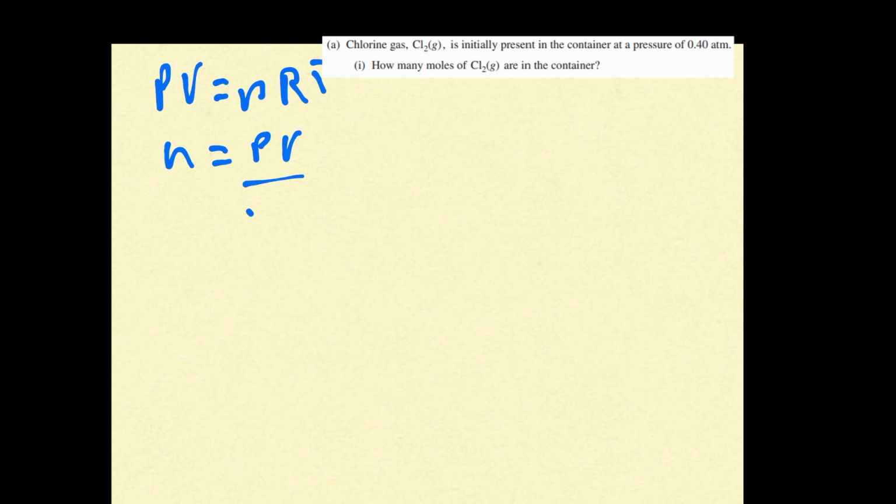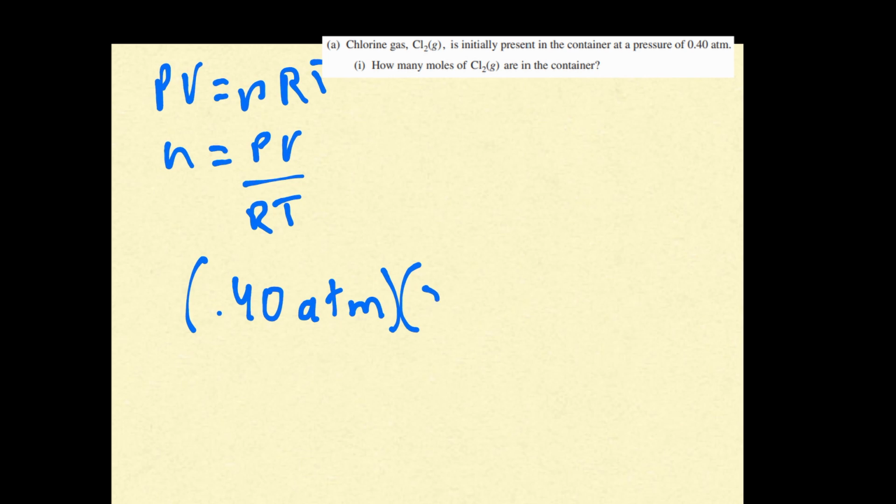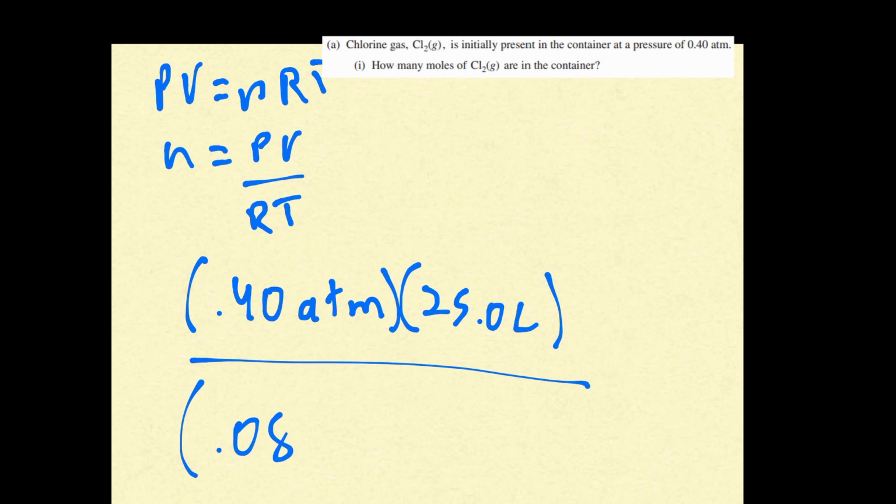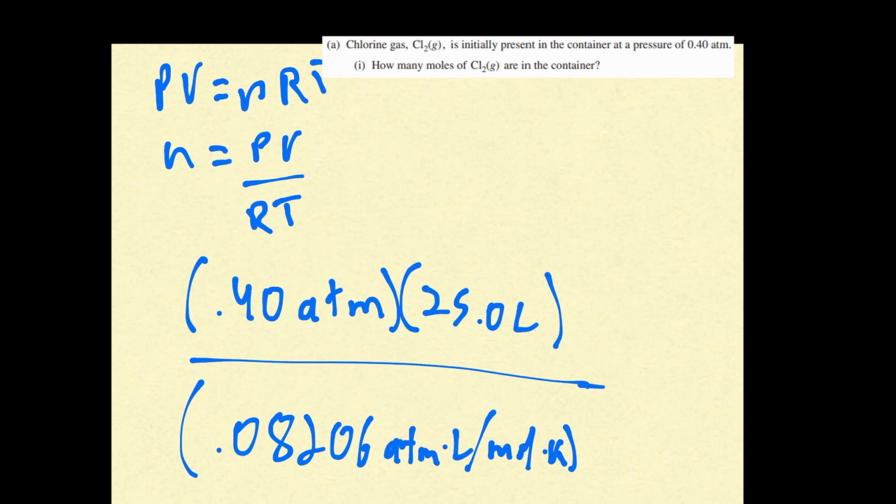For this first question, we need to use the ideal gas law. We are given our temperature and our volume in the original part of the question, and in this section we are given the pressure. So we solve for n and we get n equals PV over RT. We plug in our pressure, which is 0.40 atm, multiply it by our volume, which is 25 liters, then we divide that product by our gas constant, which in this case we're going to use 0.08206 liters times atm divided by mole times Kelvin because we have atm as our pressure unit. Finally, we also divide by our temperature, which is 393 Kelvin. We get 0.31 moles of chlorine gas.